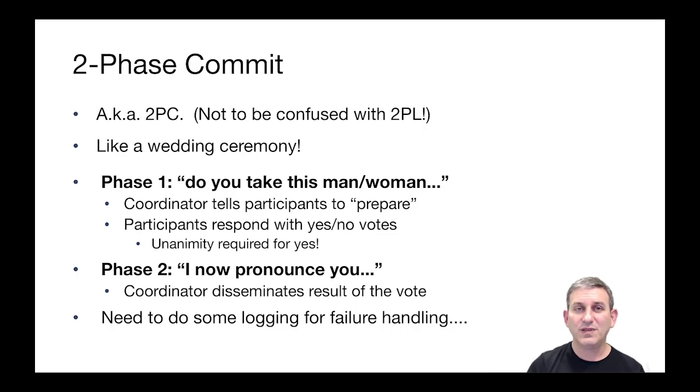If all of the participants voted to commit, then in phase two the coordinator says, I now pronounce you a committed transaction. Basically, the coordinator disseminates the results of the vote to all of the participants in phase two. And then they can do the right thing, either commit or abort. But we'll need to do some logging to deal with the possibility that these participants or even the coordinator might fail during this commit protocol. So two-phase commit involves both a bunch of messages being sent back and forth between coordinator and participants and logging of those messages in the transaction log along the way. So we'll go through the details next.